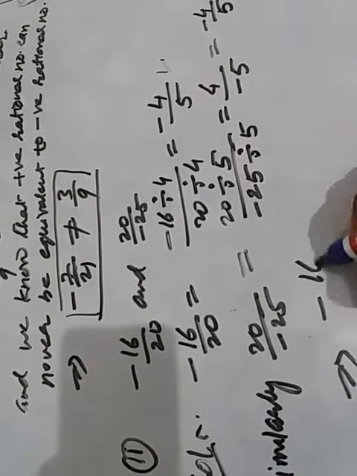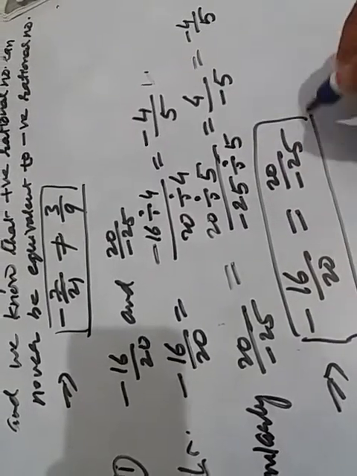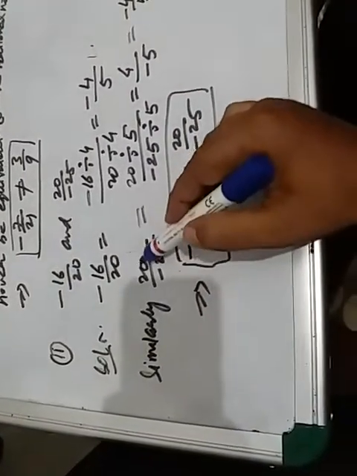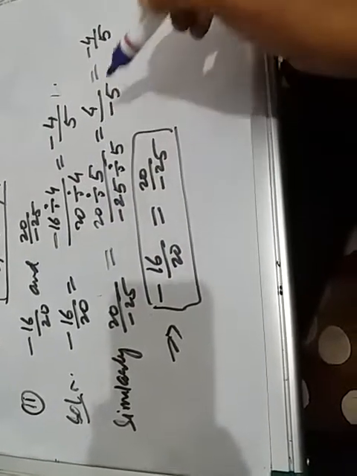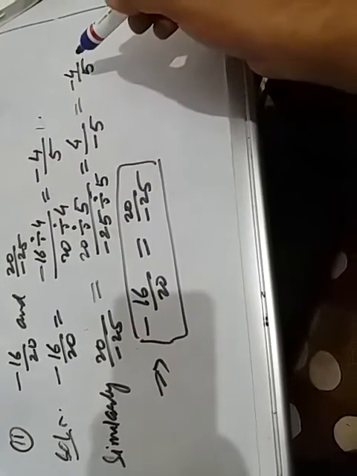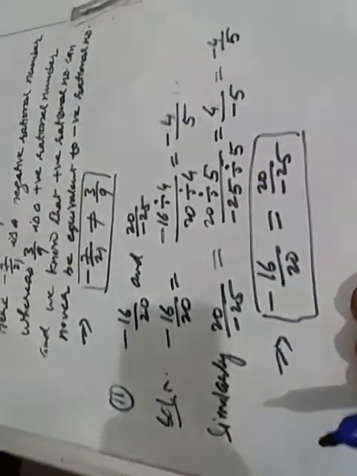This implies that we say that minus 16 upon 20 is equal to 20 upon minus 25. Okay children, so what did we see? We first reduced the given rational numbers to the lowest form by dividing both numerator and denominator by a non-zero common divisor. For 20 upon minus 25, we divided both numerator and denominator by 5, and this fraction has been reduced to the simplest form, that is minus 4 upon 5, and both are equal. This implies that both the rational numbers are equivalent.